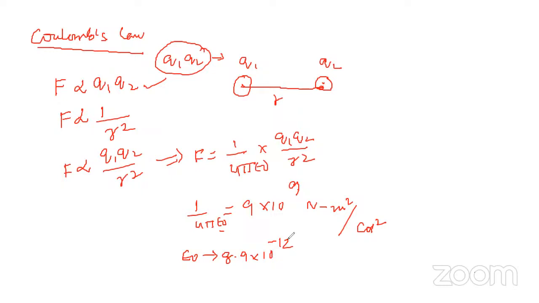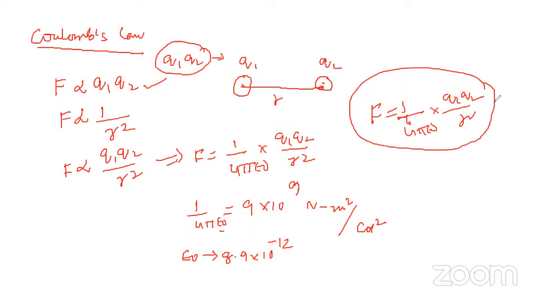So this is Coulomb's law: F equals 1 by 4 pi epsilon naught Q1 Q2 by R square. That is, the force of attraction or repulsion between the two charges is directly proportional to the product of them and inversely proportional to the square of the distance which separates them.